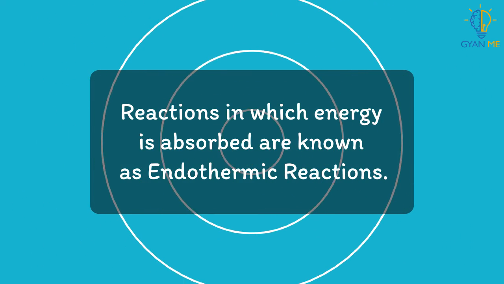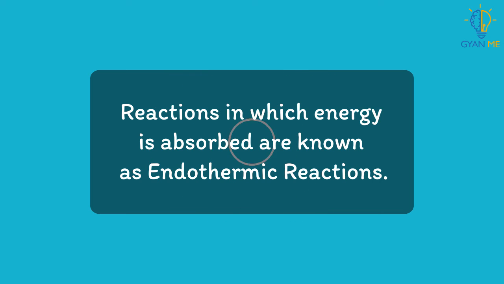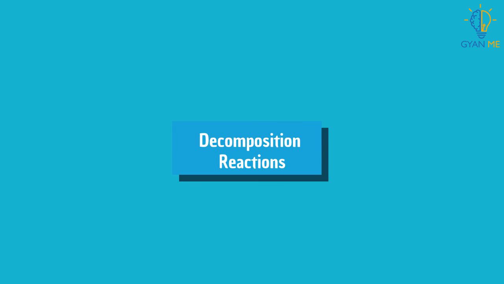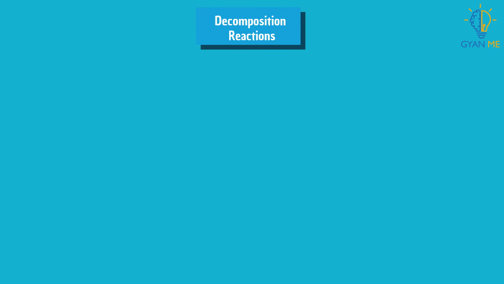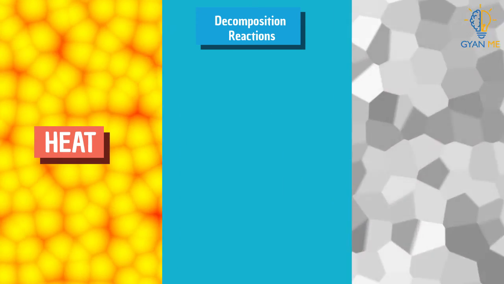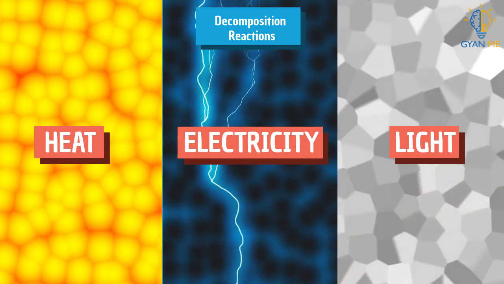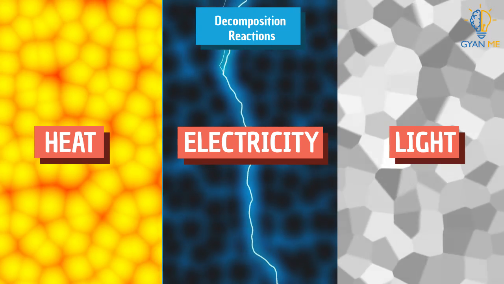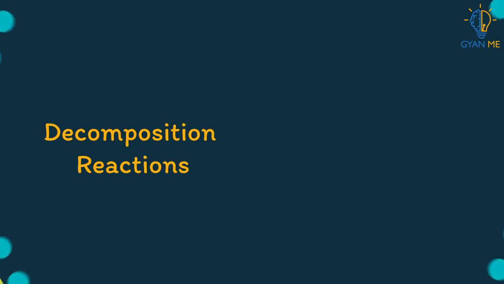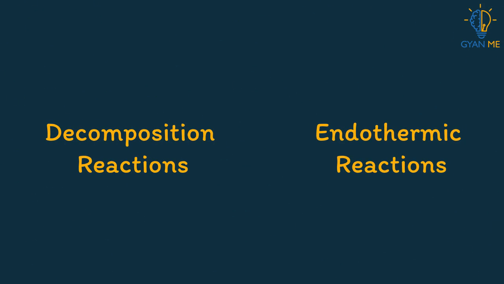Reactions in which energy is absorbed are known as endothermic reactions. We have seen that decomposition reactions require energy either in the form of heat, light or electricity for breaking down the reactants. Thus, decomposition reactions are generally endothermic reactions. In the next video, we will see another type of reaction, that is displacement reaction.